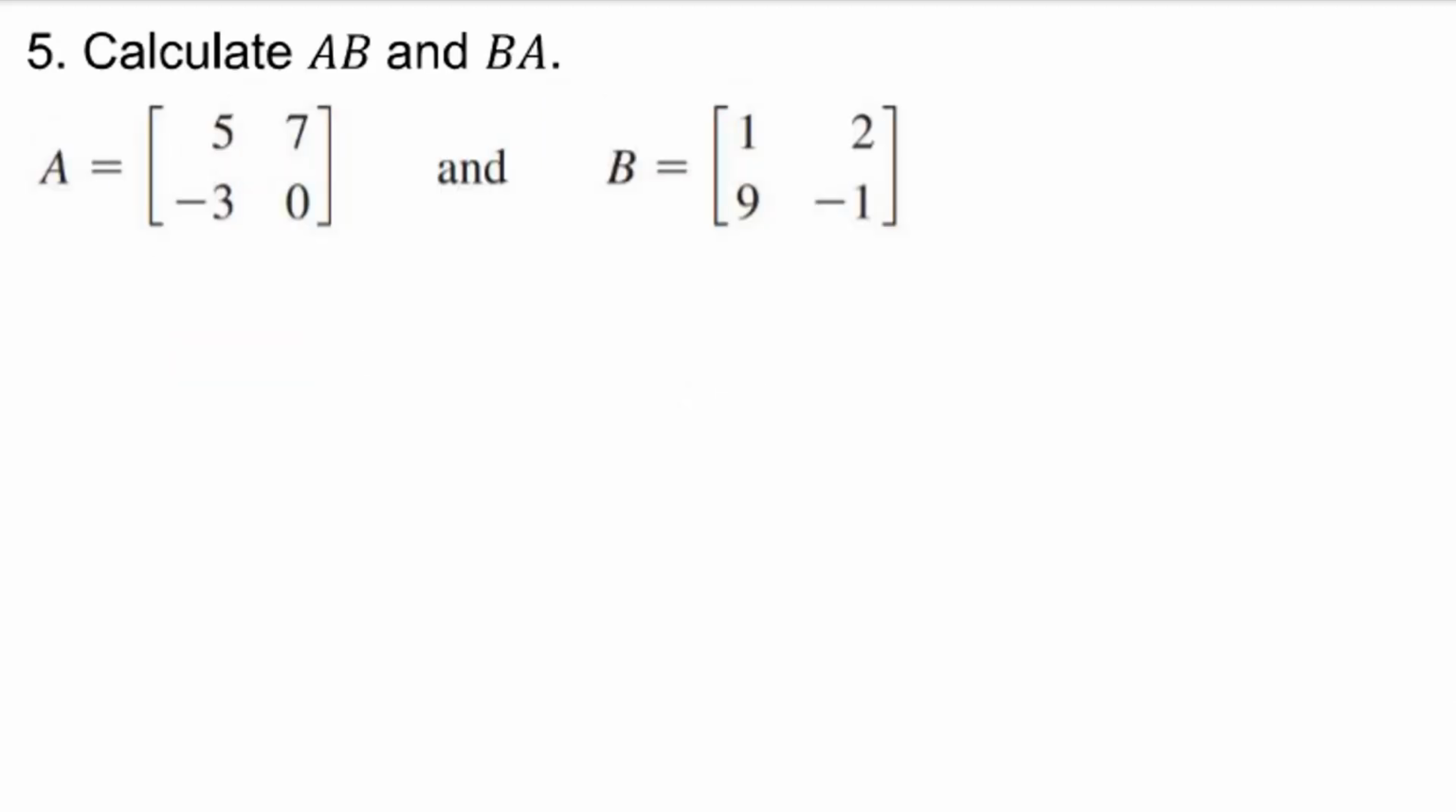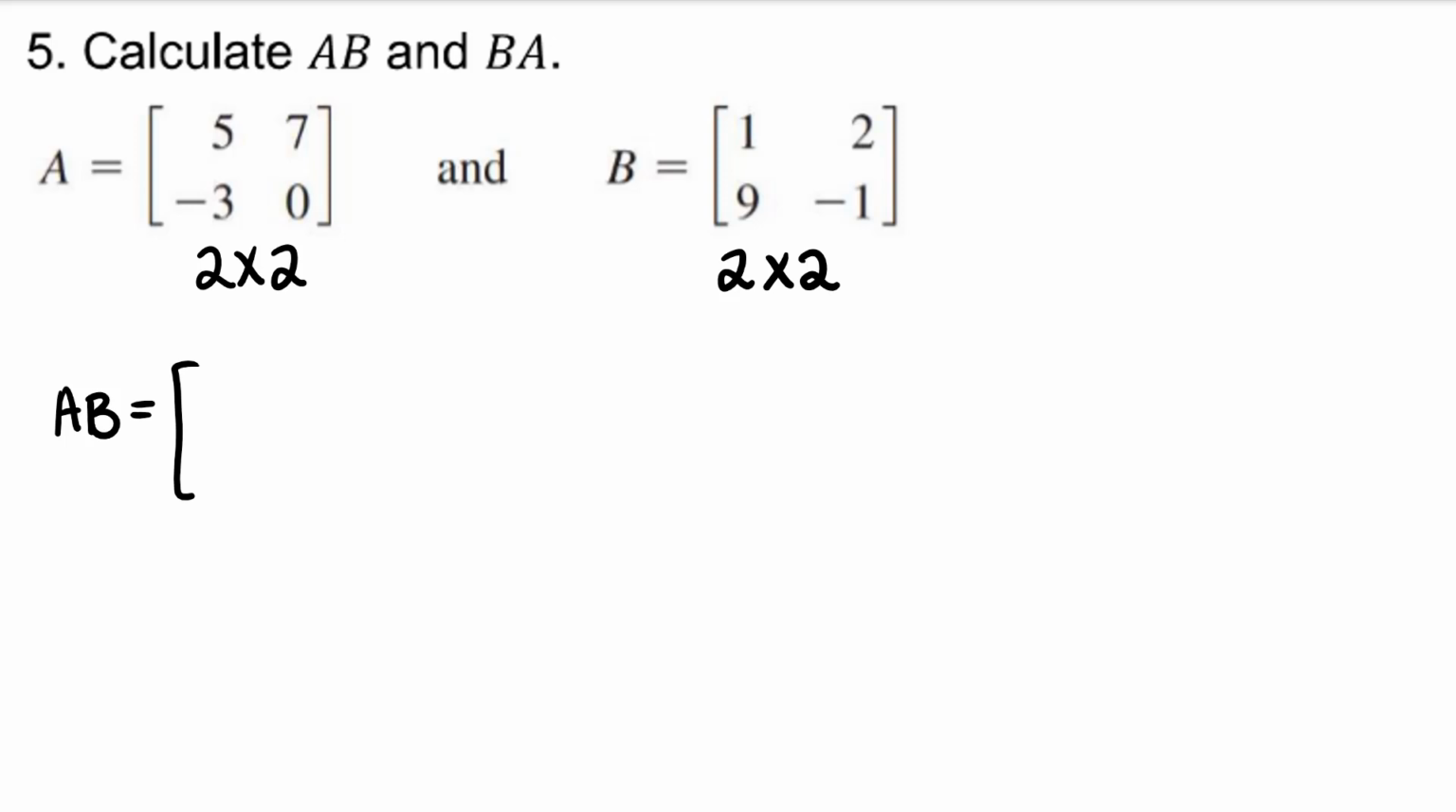For number 5, calculate AB and BA. Notice that A and B are square matrices with the exact same dimensions. It is possible to find the product of all square matrices when they have the same dimensions, and the resulting matrix will also have the same dimensions. This is because the number of columns in matrix A is equal to the number of rows in matrix B, making your resulting matrix the number of rows in matrix A by the number of columns in matrix B.